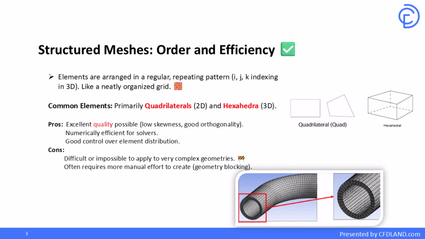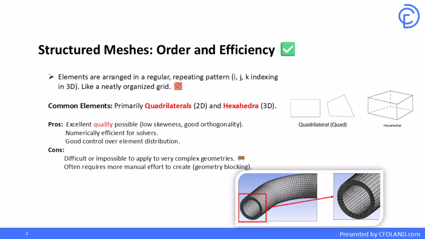Now for the good stuff, the pros. One of the biggest advantages is that you can often achieve excellent element quality. This means your cells are well-shaped, which is fantastic for accuracy. They tend to be numerically efficient for solvers. In simple terms, the computer can often solve the math faster on these well-organized grids, and you get really good control over how the elements are distributed.